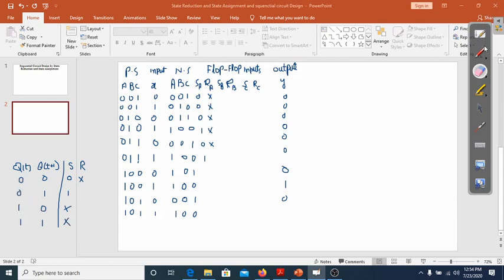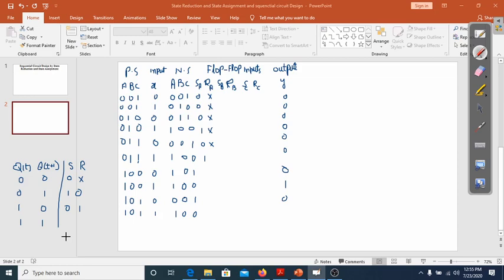When present state is 0, next state is 1, set should be 1, reset should be 0. When the present state is 1, next state is 0. In this case, I'm sorry, I have a glitch here. So here present state is 1, next state is 0. So in this case, reset should be 1 and set should be 0.